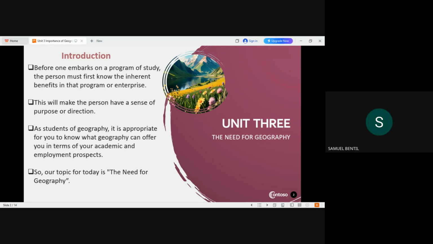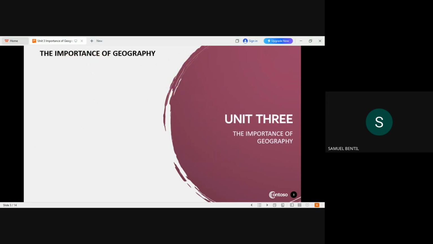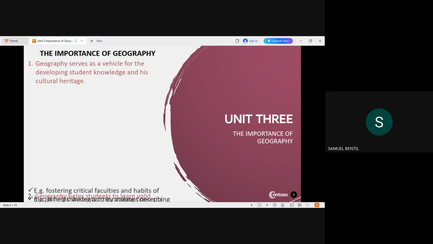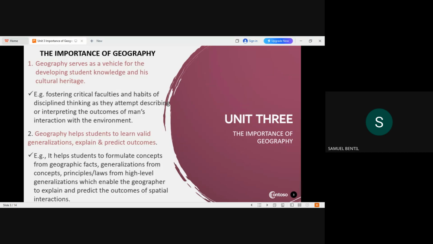That's great. That's great. So, in fact, there are a number of them. We cannot exhaust all of them. So, just as you have said, it's similar to what I also have here. Geography serves as a vehicle for developing students' knowledge and their cultural heritage. An example is fostering critical thinking, as our brother said, faculties and habits of disciplined thinking as they attempt to describe or interpret the outcomes of man's interaction with it.